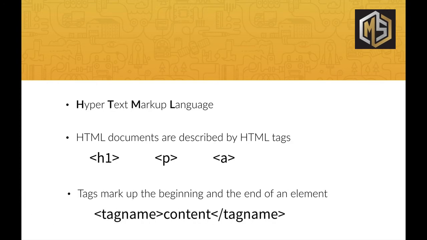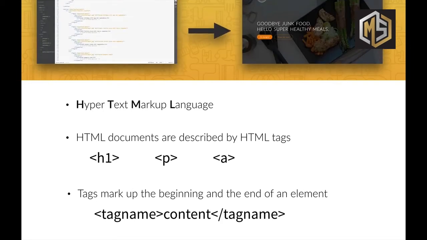We use tags to mark up the beginning and end of an element. Each element is written with an opening tag and a closing tag, with the content in between. So the closing tag is just the same as the opening tag, but with a slash. We will see all of that when we start the real coding.